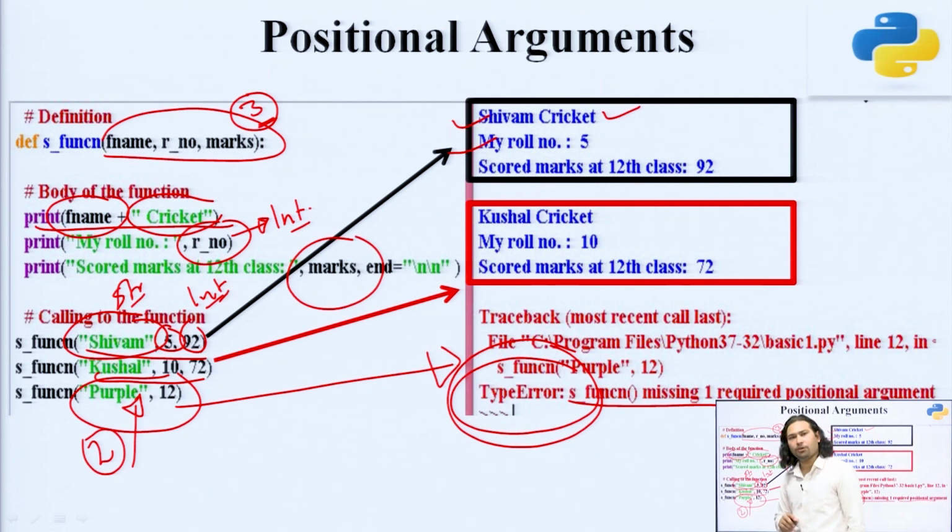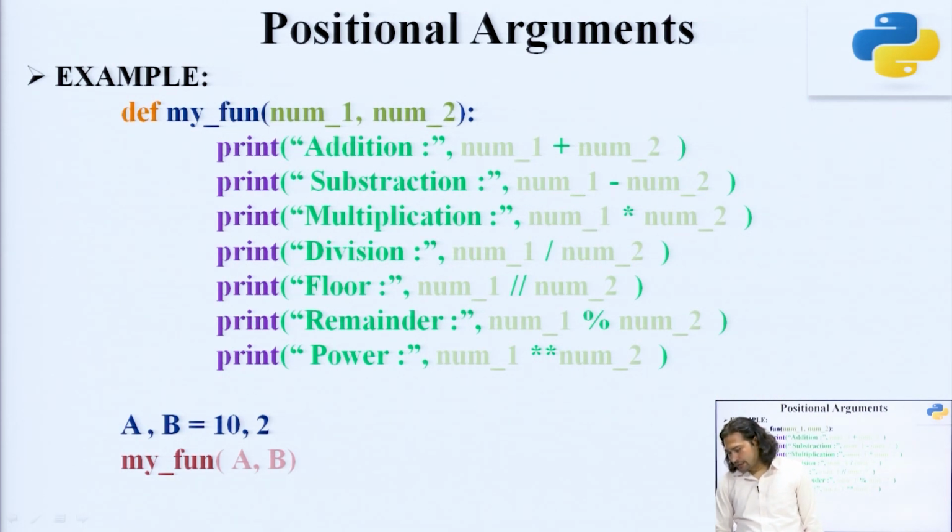Now, here you have understood the very important point that the positional arguments must be the same in the definition as well as in the calling statement. Otherwise, it cannot provide you the correct match between the definition and calling statement. If it is not going to match, ultimately it will go for the error that some parameters are missing. The next one is another example for the positional argument.